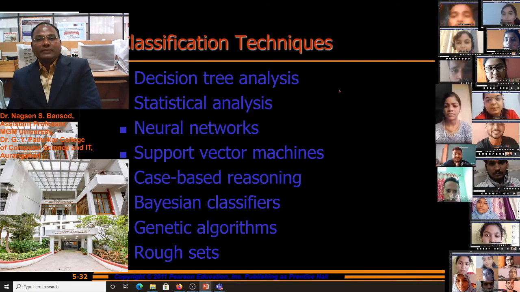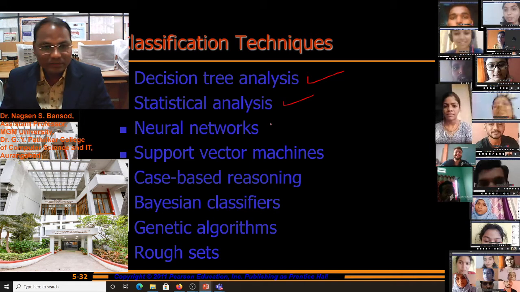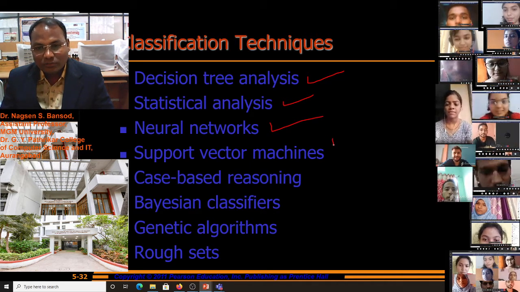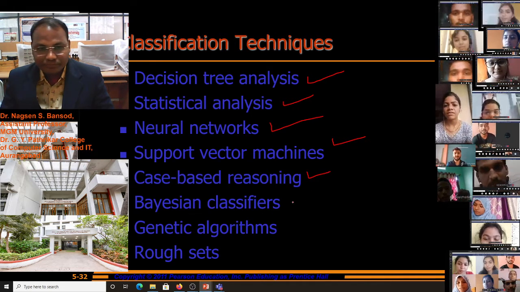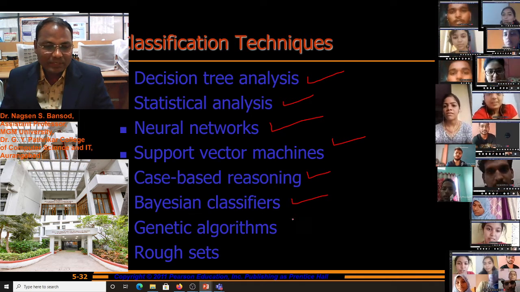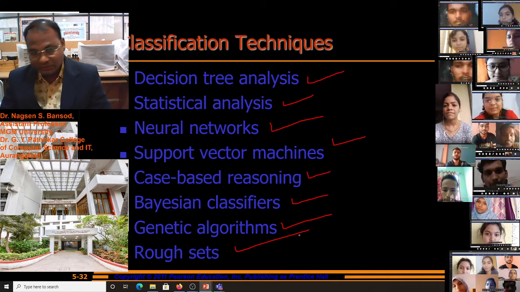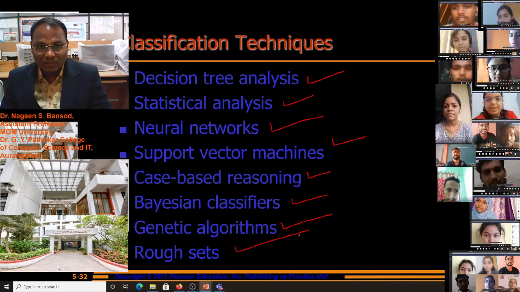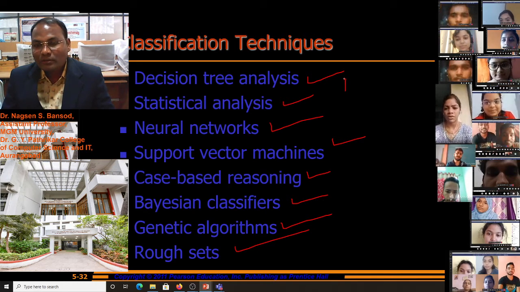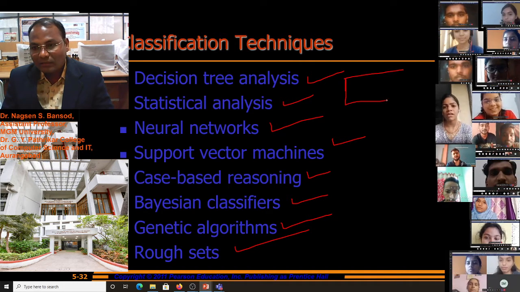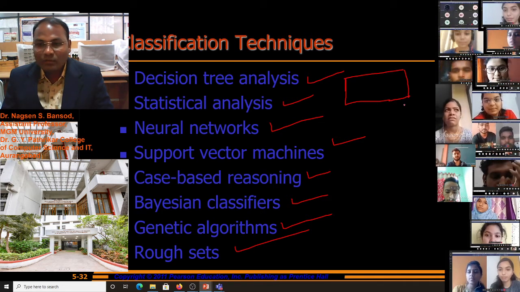There are some classification techniques: decision tree analysis, statistical analysis, neural network, support vector machine, case-based reasoning, Bayesian classification, genetic algorithm, and rough sets. We'll see one by one. A classification technique is used to classify the data, listing the data according to their properties.